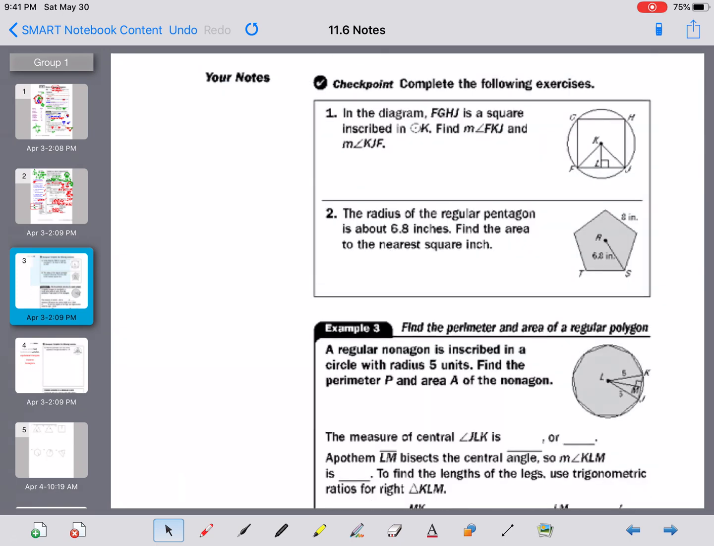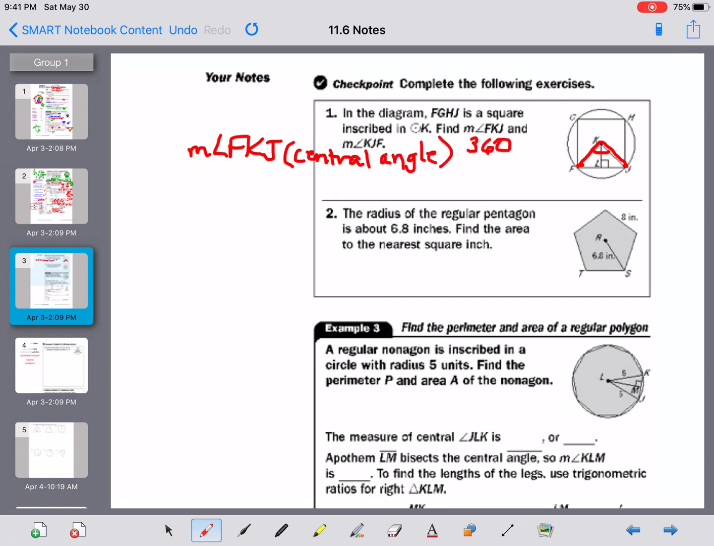First example up here, we're going to work on just angles again. This one is a square, and we're going to find angle FKJ. That's a central angle. So my measure of angle FKJ, which I'm going to put just a reminder to myself, it's a central angle. So if it's a central angle, I'm going to do 360 divided by how many sides? Well, how many sides are on a square? 4. So it looks like I get 90 degrees for my central angle.